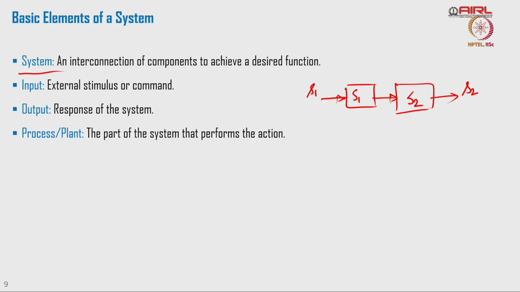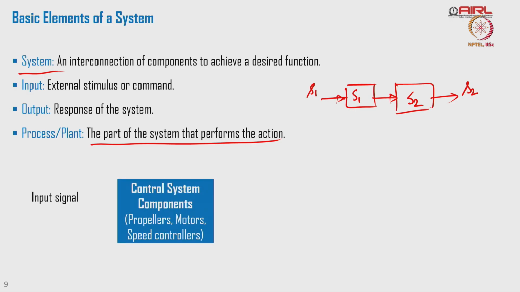Plant or process is the main system whose behavior is under consideration, the part of the system that performs the action. So, in our case it will be the drone, which is called the process or plant, and with some input signal or command, it should work in a desired fashion. That is the objective of a control system.